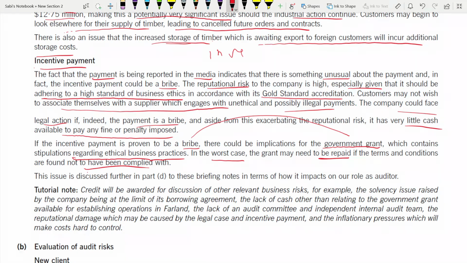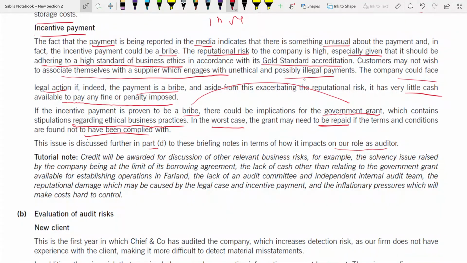Okay. This issue is further discussed in part D of this briefing note, in terms of how the incentive payment impacts our role as an auditor. Why? Because it is an ethical issue, right? So make sure that you write this. When you are using one answer in more than one place, for example the incentive payment, you might have to write it for ethical issues also later on. So you can just write one sentence very briefly, that this issue will be discussed further in part D. And all of this comes under the briefing note only. Parts A, B and so on are not separate.